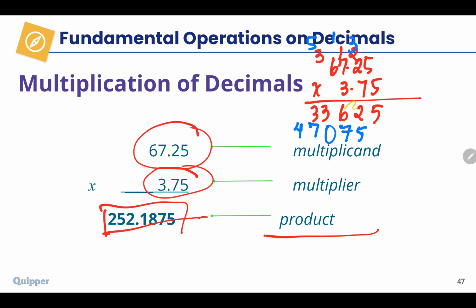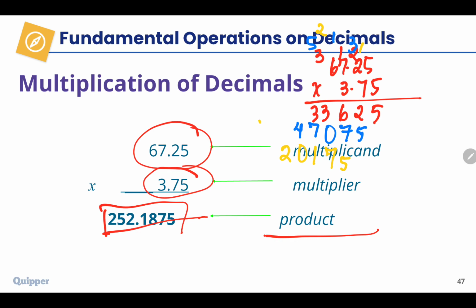Last one, 5 times 3, dito naman natin siya itatapat kay 7. So 5 times 3 is 15. Okay. And also carry 1. 2 times 3 is 6 plus 1 is 7. 7 times 3 is 21. And 6 times 3 is 18 plus 2 is 20.